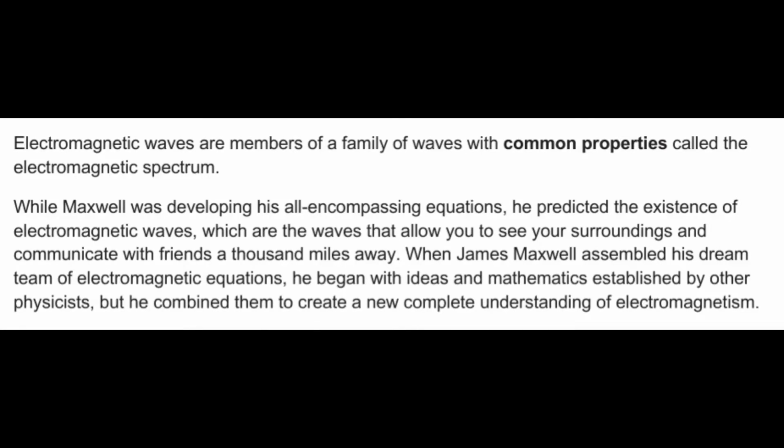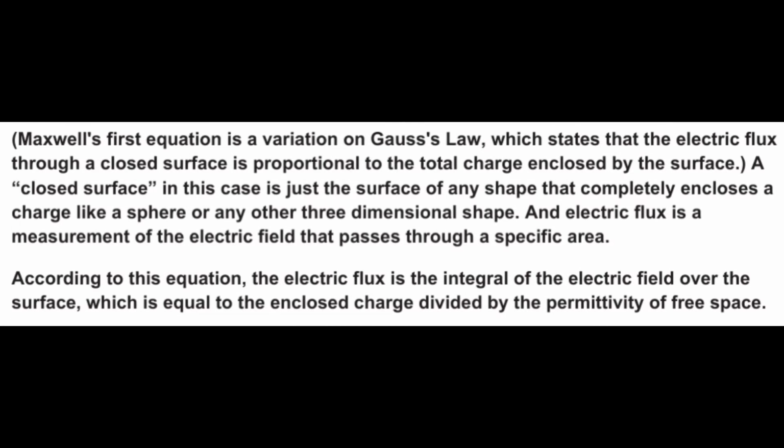When James Maxwell assembled his dream team of electromagnetic equations, he began with ideas and mathematics established by other physicists, but he combined them to create a new complete understanding of electromagnetism. Maxwell's first equation is a variation on Gauss's law, which states that the electric flux through a closed surface is proportional to the total charge enclosed by the surface.